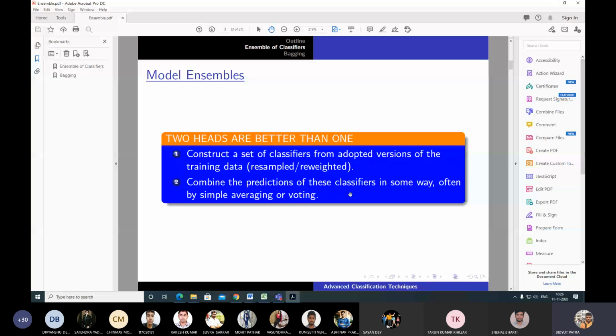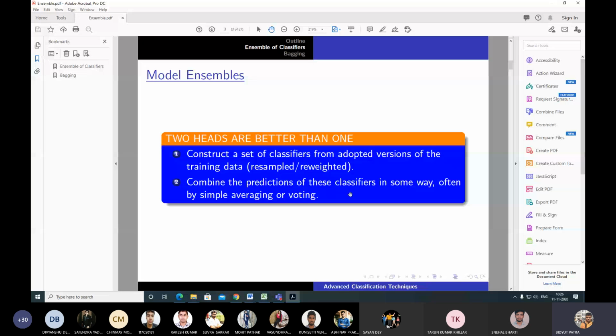So construct a set of classifiers from the adapted version of the training data. The important part is the adapted version of the training data. Then you combine the predictions of the classifiers, often by simple averaging or voting. Let's say you have 7 classifiers, and 4 classifiers say this object belongs to class A, then obviously you go with the majority of what the classifiers say.